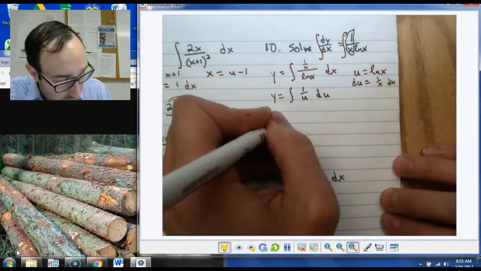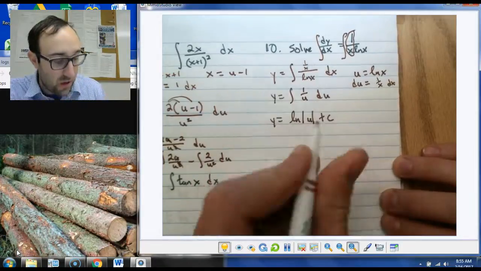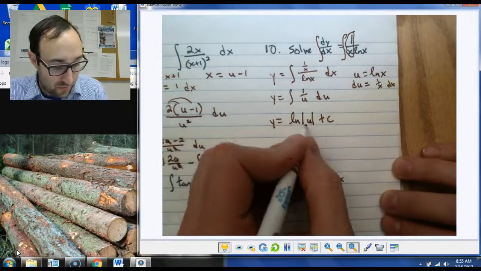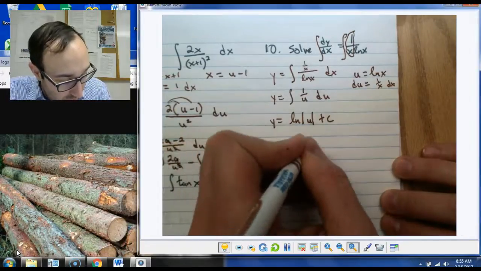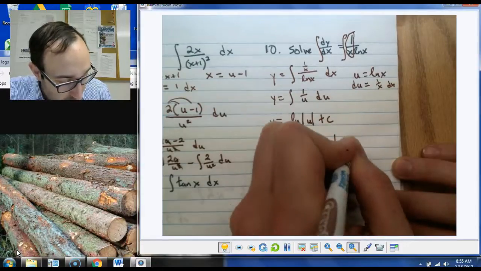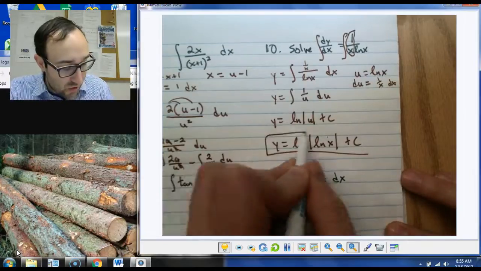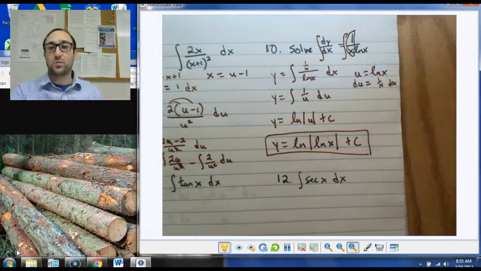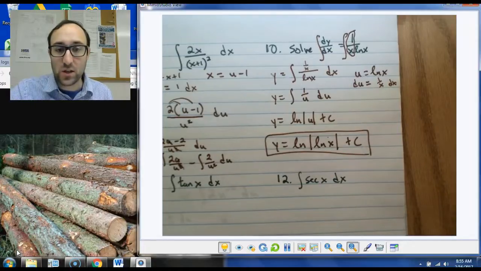We can say y equals natural log absolute value of u plus c. And u is just the natural log of x. So we can say y equals the natural log of the absolute value of the natural log of x plus c. All right, now does that seem kind of confusing? Sure, did we do a little bit of trickery? Sure, but you can do that. You can rewrite this stuff however you want to make sure that it works out to your advantage.